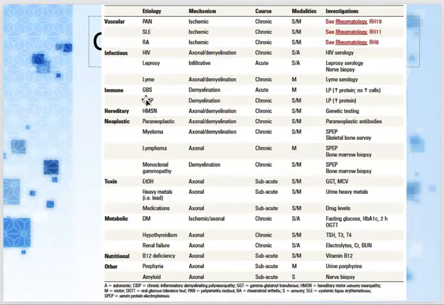There are classifications in the books according to, for example, what are the causes of small fiber sensory loss, what are the causes of large fiber sensory loss, things like this. Or what are the common causes of motor neuropathies or autonomic neuropathies. These kinds of classifications are also there.